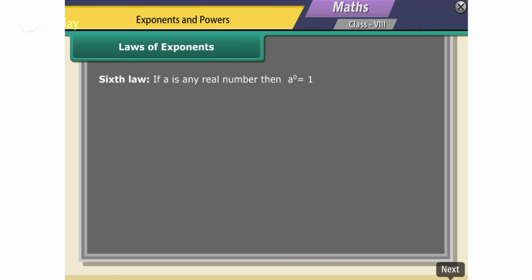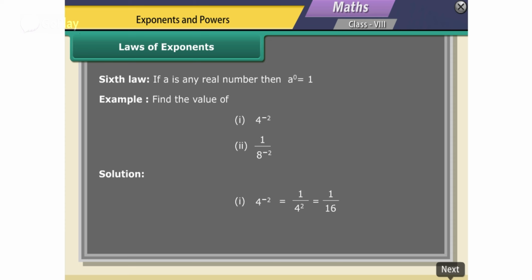Sixth law. If a is any real number, then a^0 is equal to 1. Example. Find the value of 4^(-2), (1/8)^(-2). Solution. 4^(-2) is equal to 1 upon 4^2, which is equal to 1 upon 16. (1/8)^(-2) is equal to 8^2, which is equal to 8 into 8 equals 64.